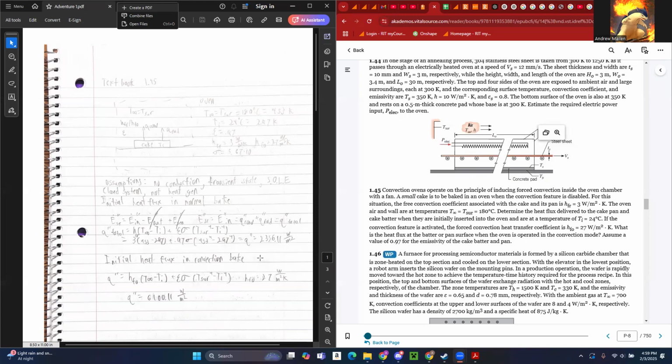Now, if we use that exact same equation, but this time instead of using the free convection coefficient, we're using the forced convection coefficient, plug it all into the same equation, with the forced convection coefficient being 27 watts per meter squared Kelvin, we are now looking at a heat flux of 6,100.11 watts per meter Kelvin.